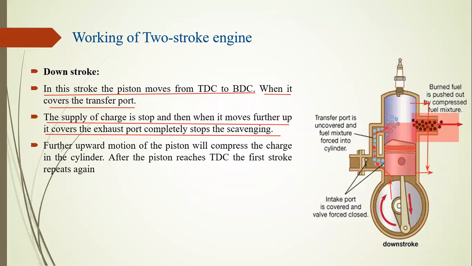closes the exhaust port. With further upward stroke motion, the piston compresses the charge in the cylinder and reaches the top dead center, so the stroke repeats again. The next stroke is the piston moving in an upward direction and continuing with the next cycle. In this process, two processes are completed. One is exhaust, and the second is the air-fuel charge being transferred from the bottom side to the top side. Two processes are completed here.